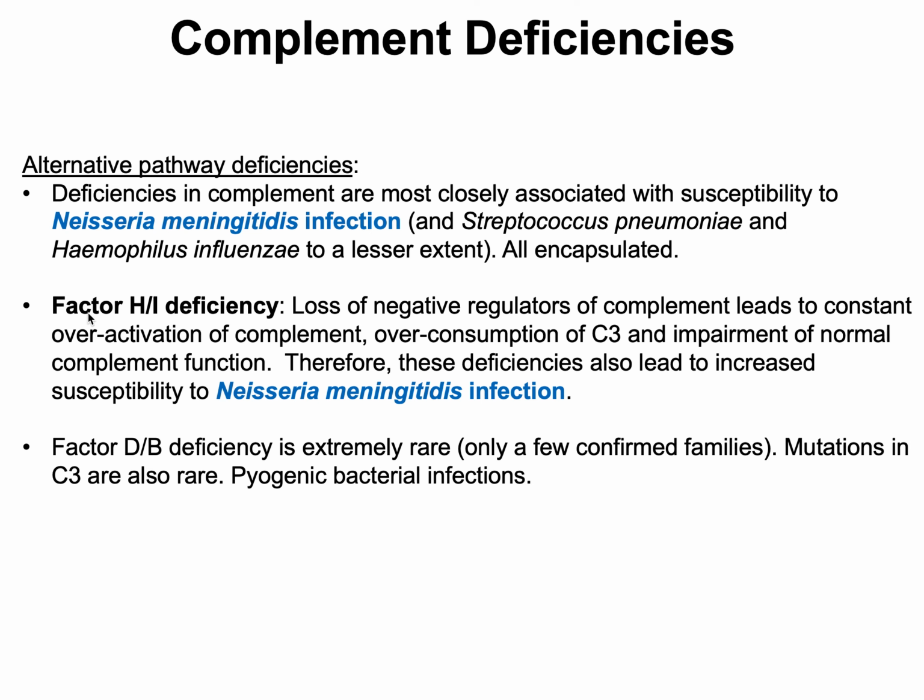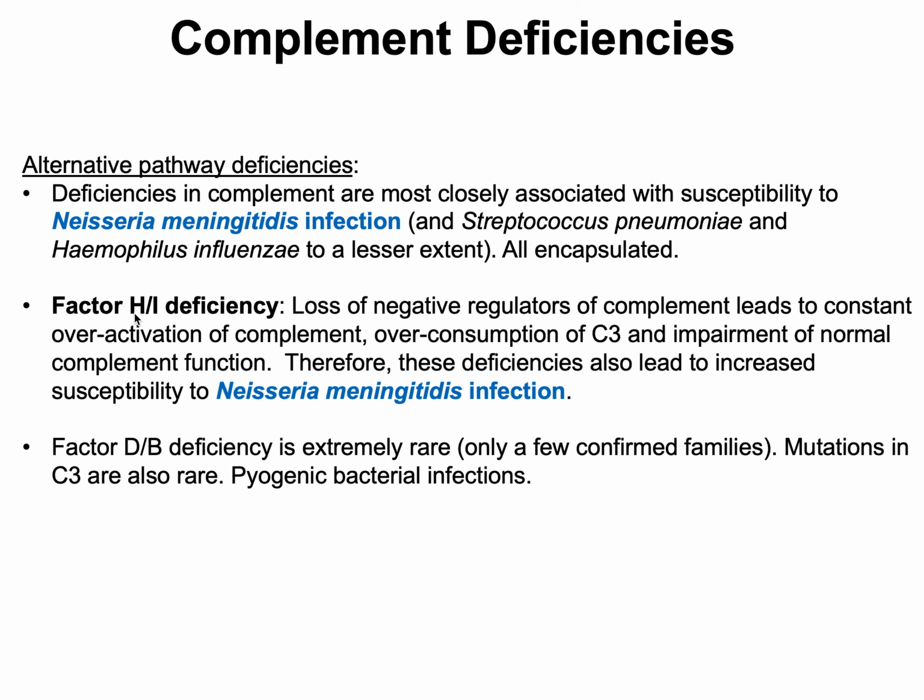Remember, we talked about factor H and factor I. These are negative regulators of complement that destabilize C3 convertase at mammalian membranes. And of course, if you lose these, you can imagine that you might have overactivation of complement. It's actually interesting, though, because what ends up happening is that this leads to constant overconsumption of C3 to the point where you have very little circulating C3 left. And this overconsumption of C3 actually leads to an impairment of normal complement function.